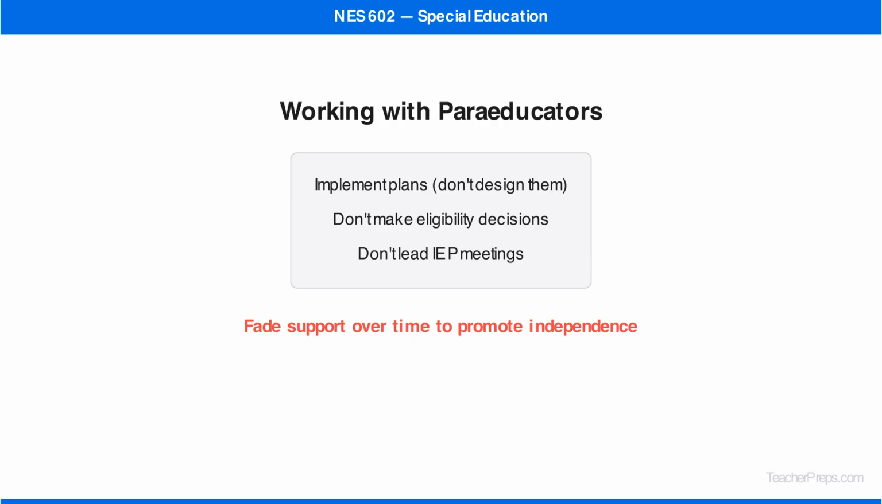The teacher provides clear directions, models techniques, and gives ongoing feedback. Critically, paraeducator support should be faded over time to promote student independence. Over-reliance on one-to-one aid support can increase learned helplessness and social isolation. On test day, if a question describes a paraeducator making an instructional decision, that is the wrong answer.